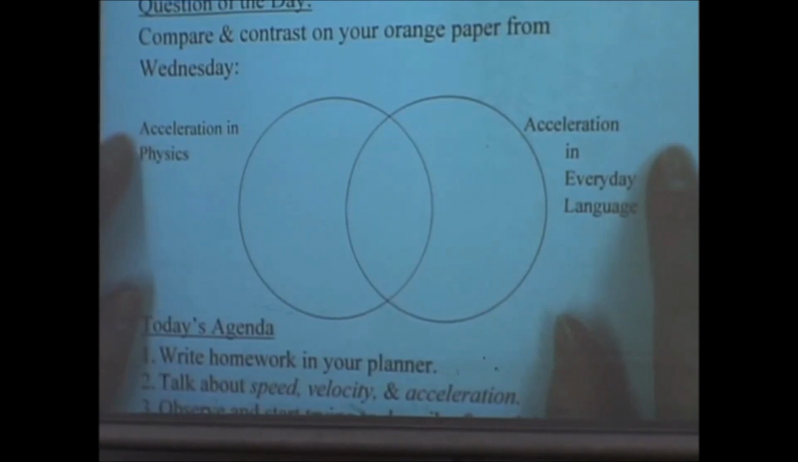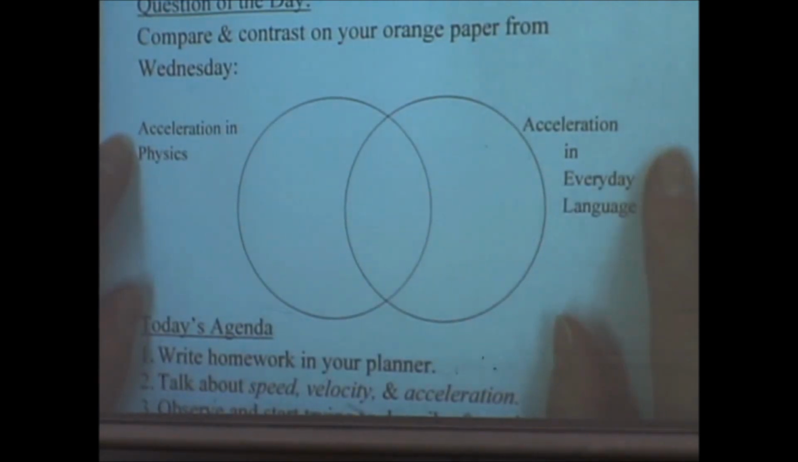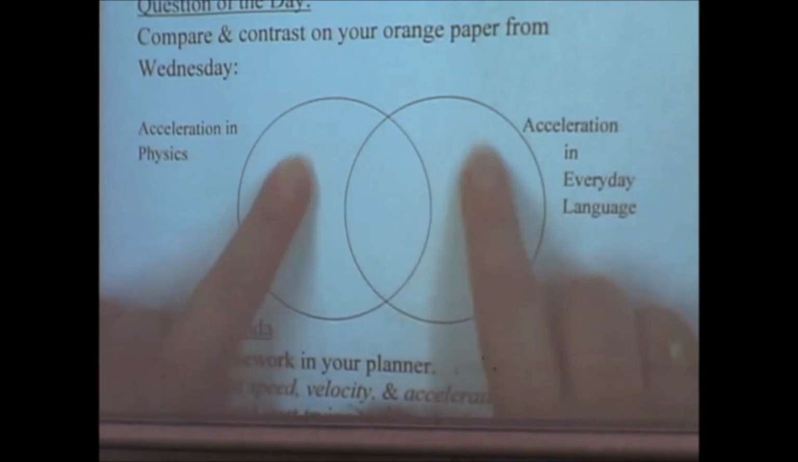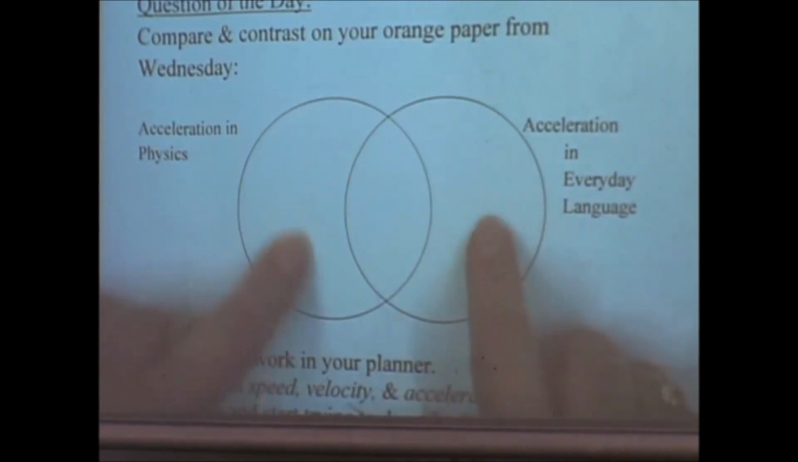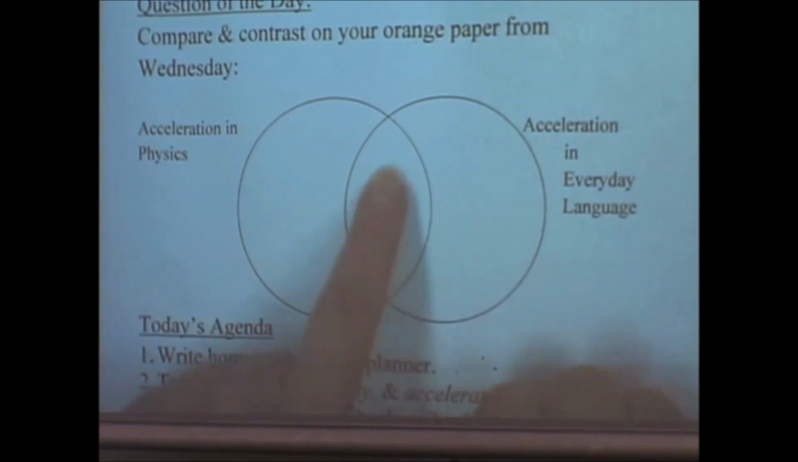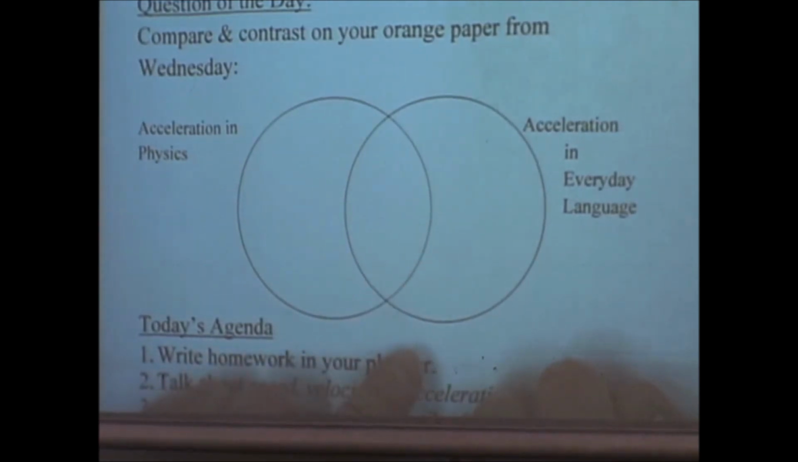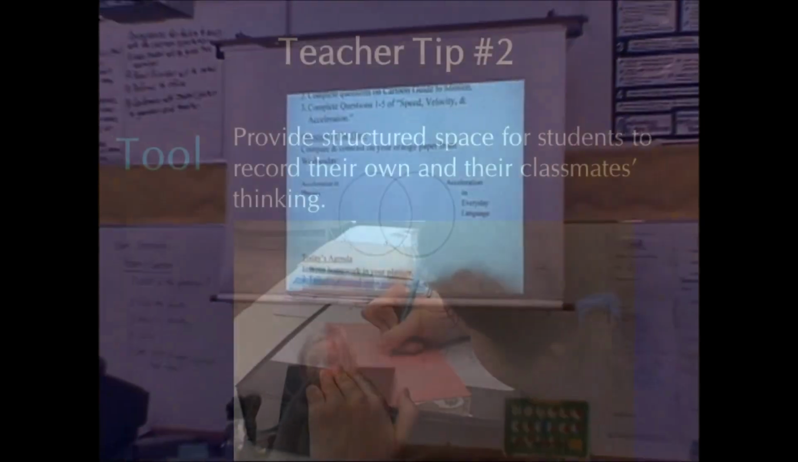Acceleration is a physics idea, but it's also a word that we use to describe everyday things like cars. So I would like you to compare what you are thinking about so far for acceleration in physics versus acceleration the way that people might talk about it with cars or something like that. So in a Venn diagram, you place things that are different in the outside parts, things that are the same in the inside part. Okay, so take maybe 1 minute to do this by yourself, and then I'm going to have you turn to your neighbor and talk about your Venn diagram.